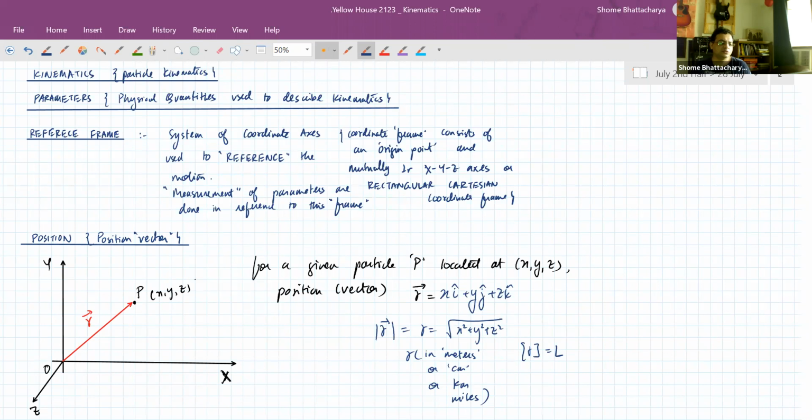So we will always refer to the position of a particle by the vector definition in general from now on. If the motion is restricted to only one axis, then we can reduce it to just one component of the vector. But in general, we will refer to it as the position vector.